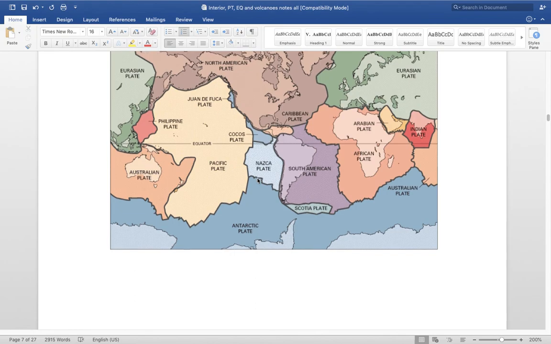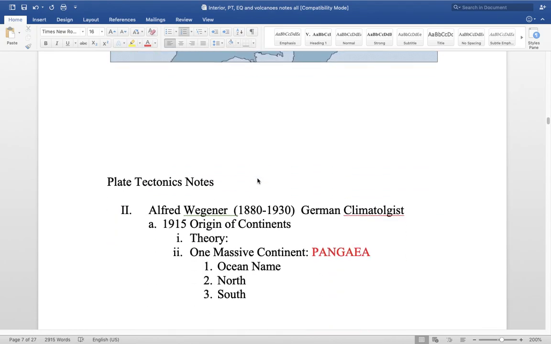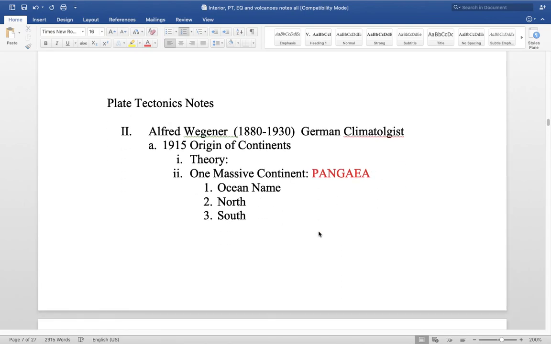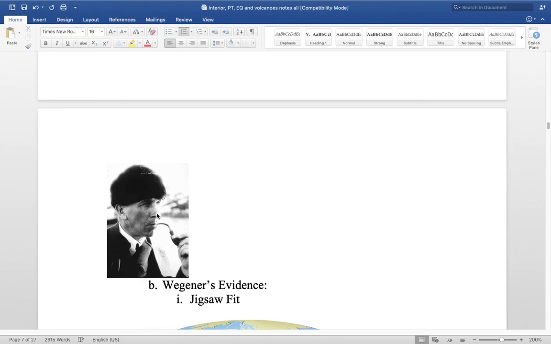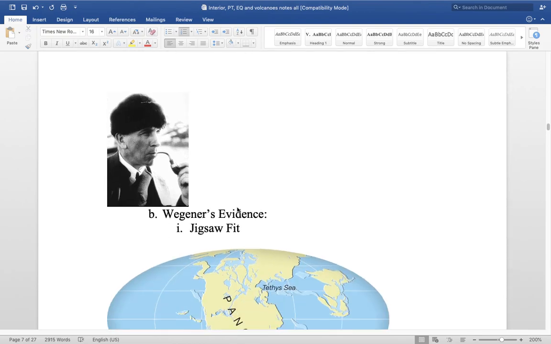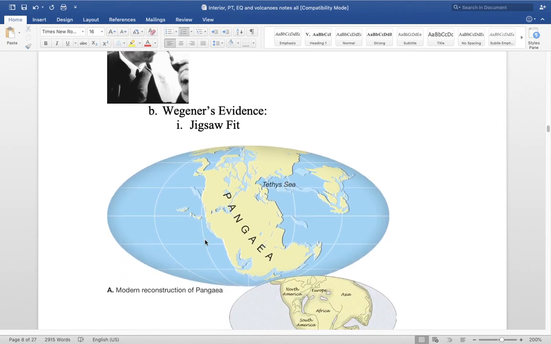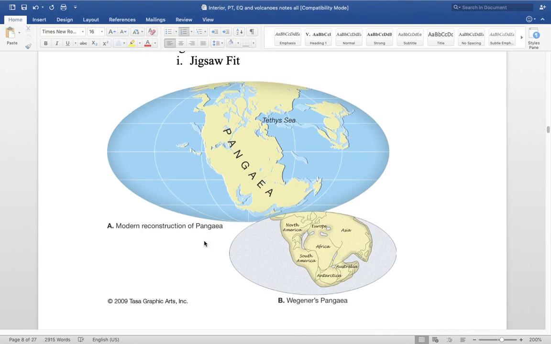The most famous person to deal with plate tectonics is Alfred Wegener. He was the first person who came up with the idea that at one time all continents were combined together in one big massive continent, and he called that continent Pangea. This is Wegener right here. That's actually a hat he's wearing, not his hair. You should laugh a lot about that. This was his drawing of what Pangea looked like. We're going to come back and take a look at his evidence in the future, about how he came up with this theory.